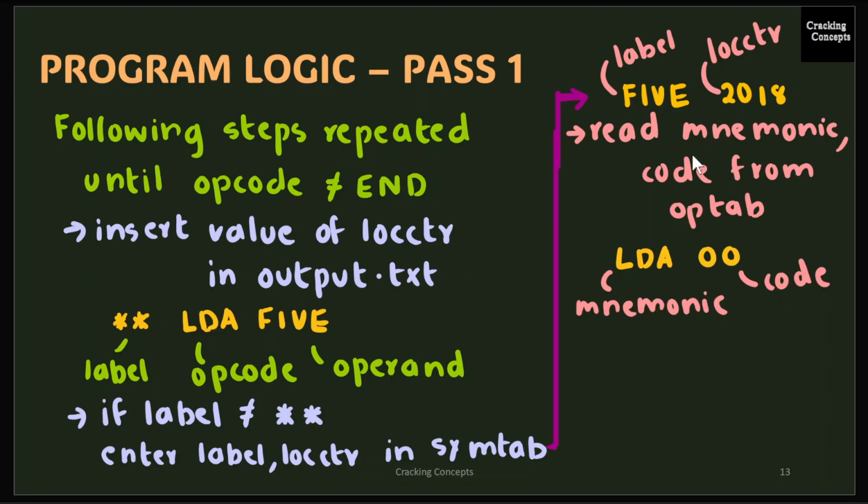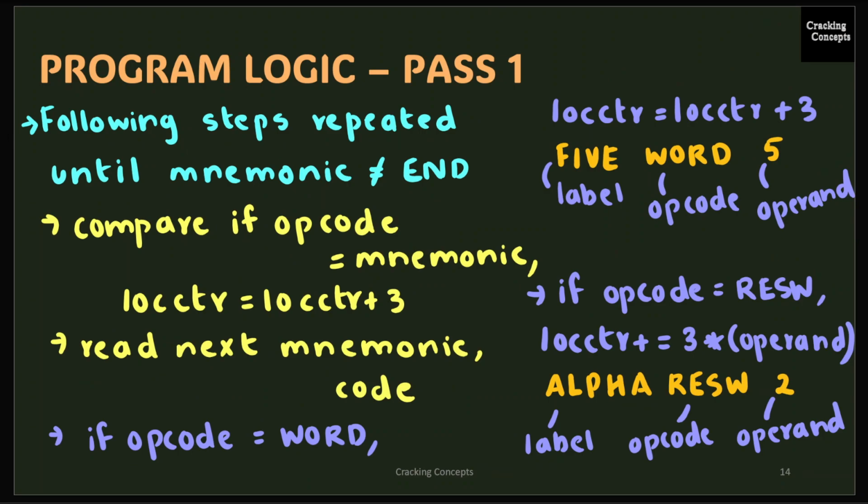Then what we do is we'll take the mnemonic and the opcode from optab, which looks like this. Now this is the content from a symtab where we have the label and the location counter. Then the following steps will be repeated until the mnemonic value is end. So it will check if the opcode and the mnemonic match. Accordingly, location counter is updated with 3. Next mnemonic is read. If it's a word, it adds 3.